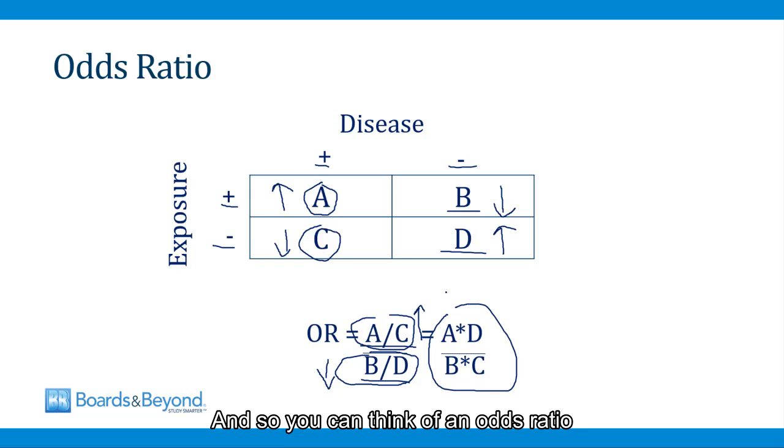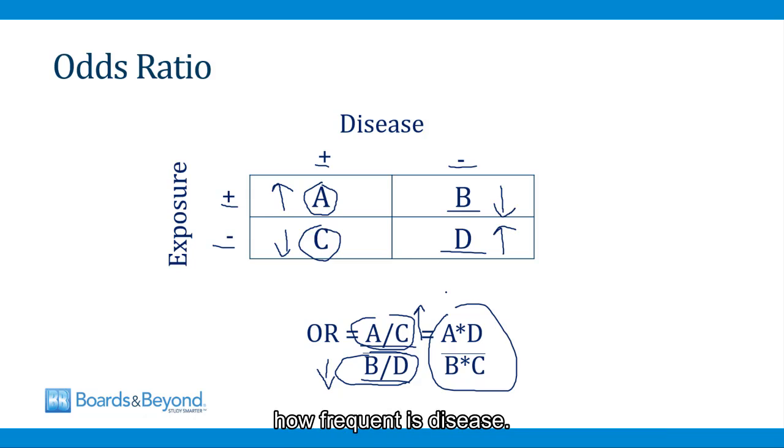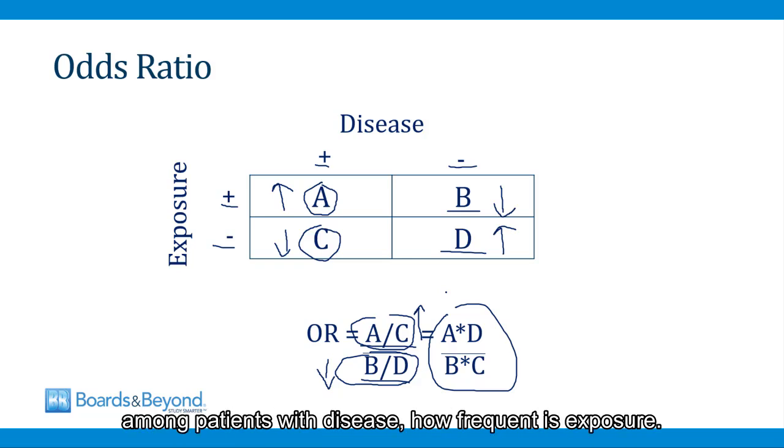And so you can think of an odds ratio as sort of the opposite of a relative risk. A relative risk answers the question, among the exposed, how frequent is disease? An odds ratio answers the question, among patients with disease, how frequent is exposure?